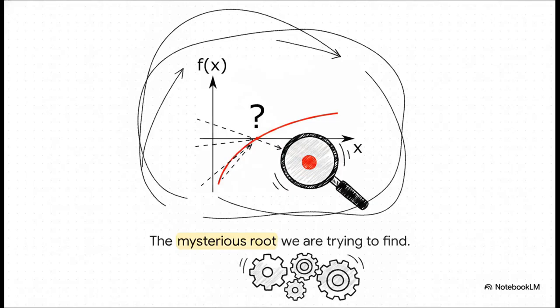Okay, let's dive into this. If we visualize the curve of one of these equations, there's a specific point sitting right there on the x-axis. That is the mysterious, elusive root we are trying to find. Solving an equation fundamentally just means finding where the function equals 0, where the curve actually crosses that horizontal line. And when analytical math hits a dead end, when we can't solve for that exact point with an equation, we have to rely on computational methods to hunt it down for us.